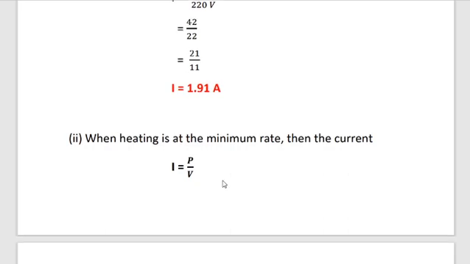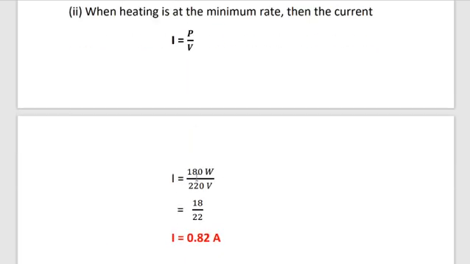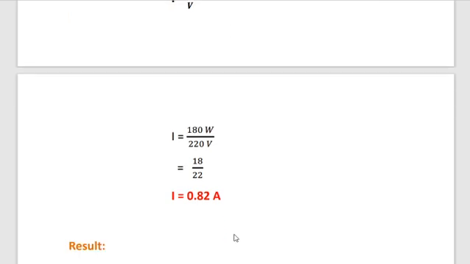The second case, when heating is at the minimum rate. What is the current? The same formula, I equal to P by V. Substitute the minimum power, 180 watt divided by 220 volt. The zeros cancel, so 18 divided by 22 is equal to 0.82 ampere. This A indicates the SI unit of electric current, ampere. So when heating is at the minimum rate, the current I is equal to 0.82 ampere.